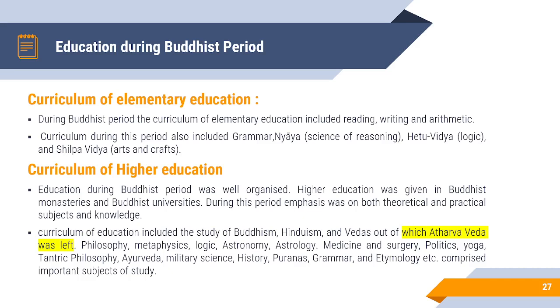The curriculum of education included the study of Buddhism, Hinduism, and the Vedas, out of which a third Veda was left. That means the whole education system was based on the three Vedas: philosophy, metaphysics, logic, astronomy, astrology, medicine and surgery, politics, yoga, Ayurveda, military science, history, Puranas, grammar, etymology, etc. These comprised important subjects of study in the curriculum of higher education at the time of the Buddhist period.